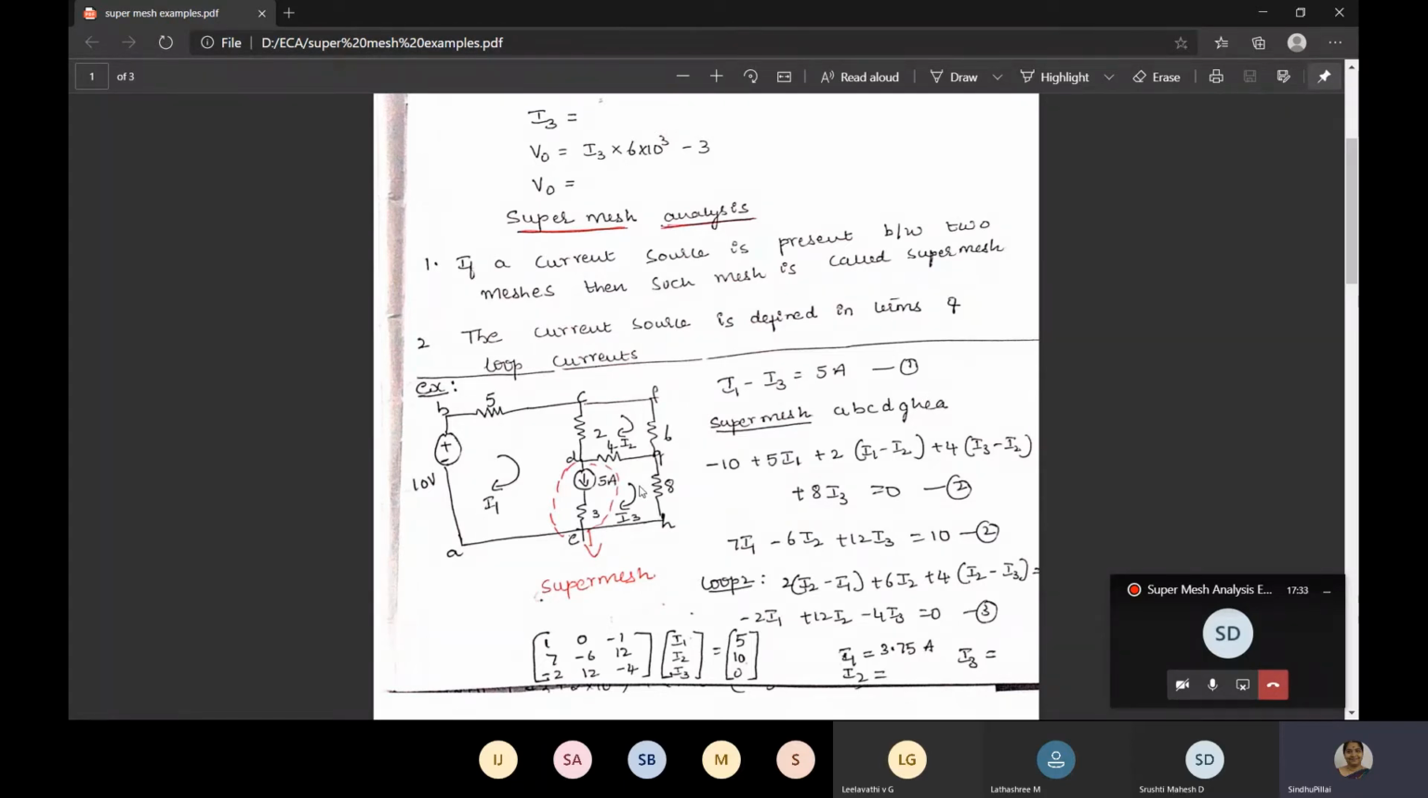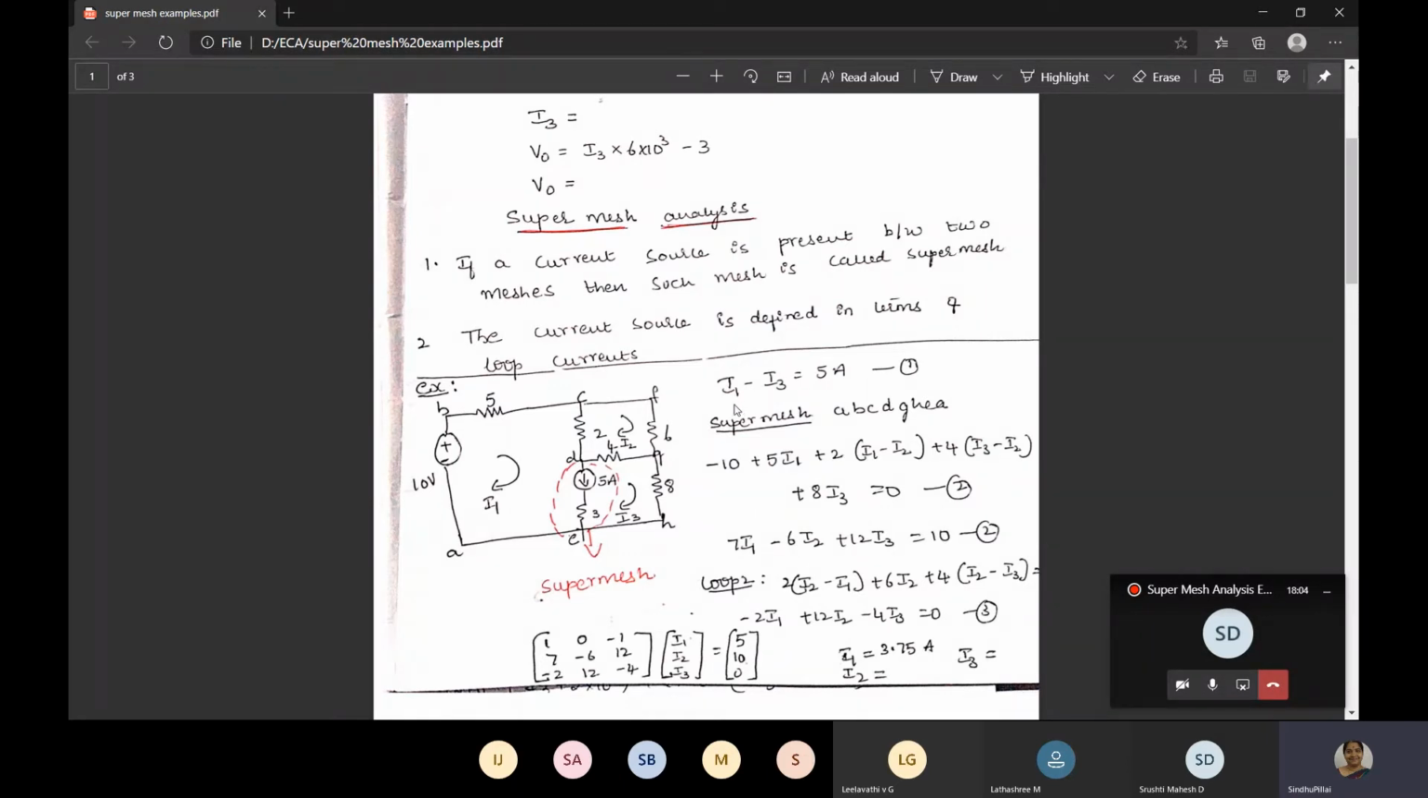is called a super mesh. So how to solve this super mesh? First we have to write the current source that is between the two meshes I1 and I3 in terms of loop currents. What is the loop current? Loop current is I1 and I3. So first we'll write I1 minus I3 is equal to 5 amps. That is the first equation. That is important. I1 minus I3 is equal to 5 amps.